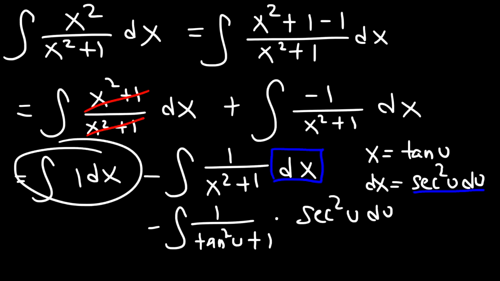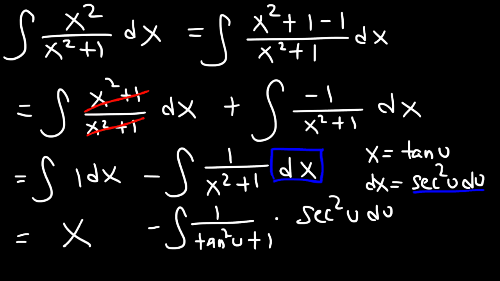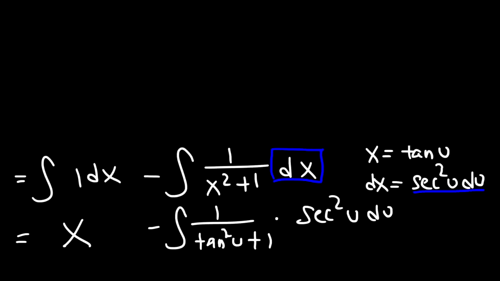Now the integral of 1 dx, that's just going to be x. So I'm just going to write that there. Now we could replace 1 plus tan squared, or tan squared plus 1, with secant squared. It's one of the three Pythagorean identities that you need to know.